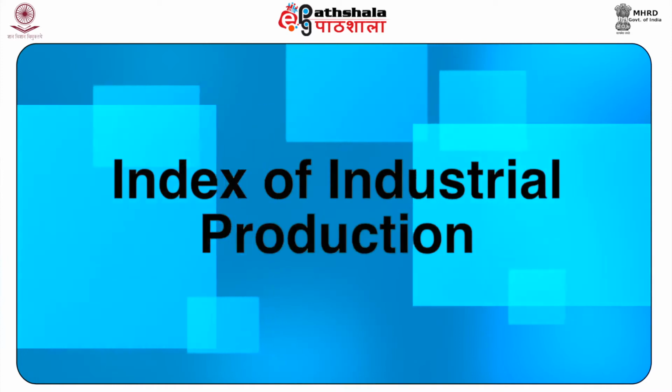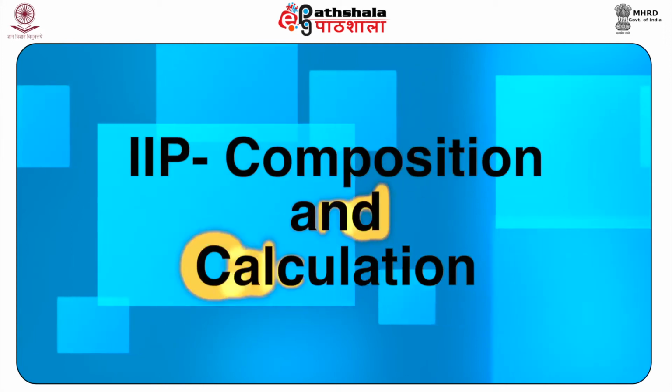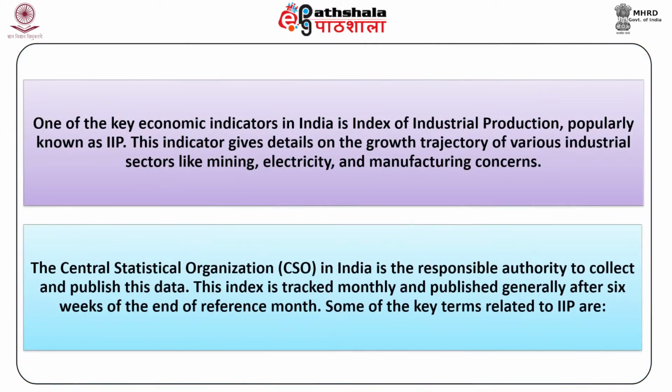Now let us discuss the Index of Industrial Production. First, we can discuss the composition and calculation of IIP. One of the key economic indicators in India is the Index of Industrial Production, popularly known as IIP. This indicator gives details on the growth trajectory of various industrial sectors like mining, electricity and the manufacturing concerns. In gross terms, IIP charts out a basket of industrial products in terms of volume over a defined short period with reference to a base period.